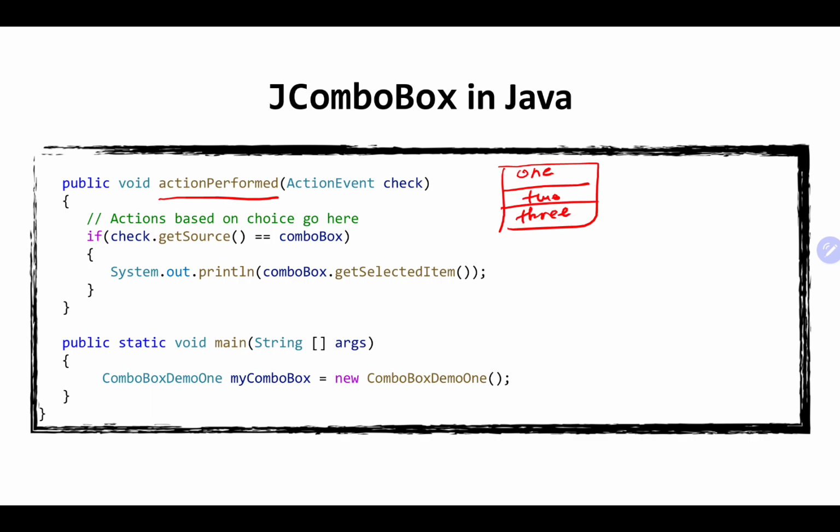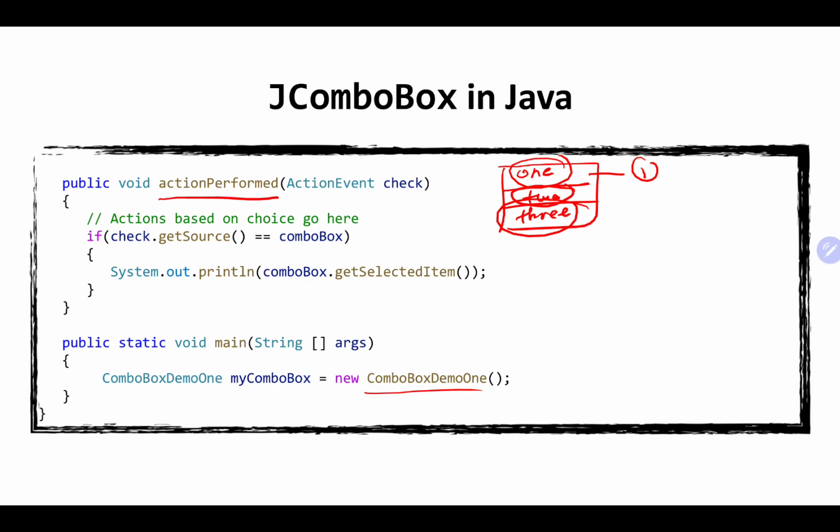So let's say the user clicks on 1 when they show the drop down list. What they're going to do is print the selected item, the value here, which is 1. And then let's say if the user clicks 2, we're going to print 2. If the user clicks 3, then we're going to print 3. And here inside our main function, we're going to call ComboBoxDemo1.